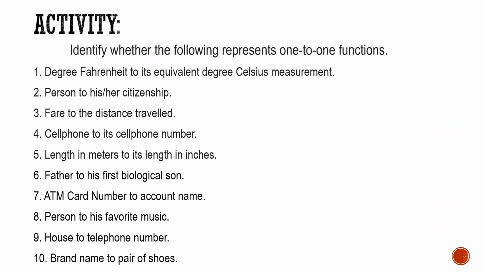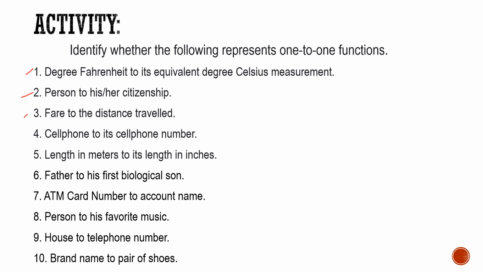So for your activity, identify whether the following represent a one-to-one function. So your answer will be one-to-one function or not one-to-one function. So there are two answers here. It can be one-to-one function or not one-to-one function only. For the first statement, degree Fahrenheit to its equivalent degree Celsius measurement. Is it one-to-one or not? Number two, person to his or her citizenship. Is it one-to-one or not?